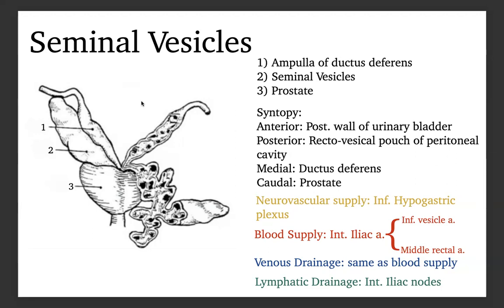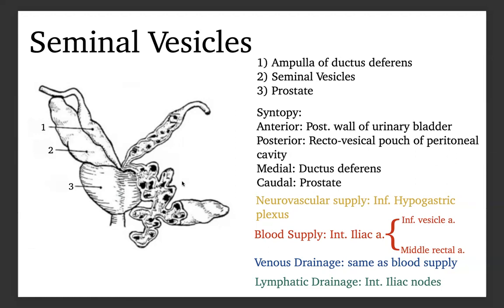So you have the ampulla of the ductus deferens over here. You're going to have the seminal vesicles and the prostate. So as we mentioned before, the ampulla of the ductus deferens and the seminal vesicle are going to join together to form the ejaculatory duct within the prostate.